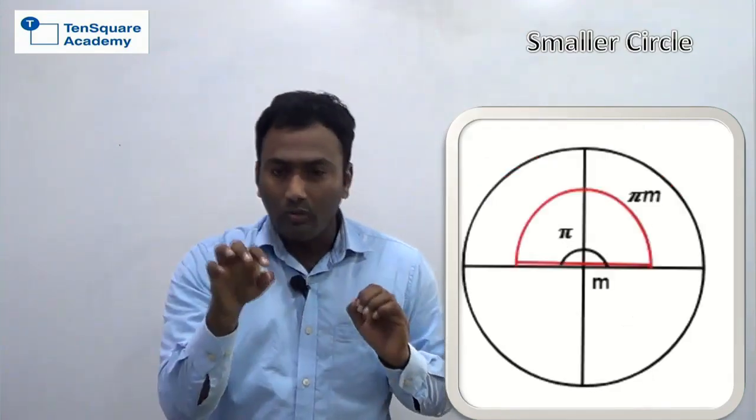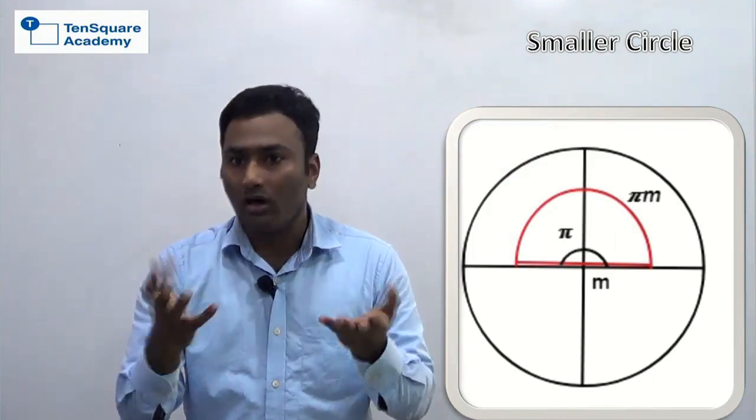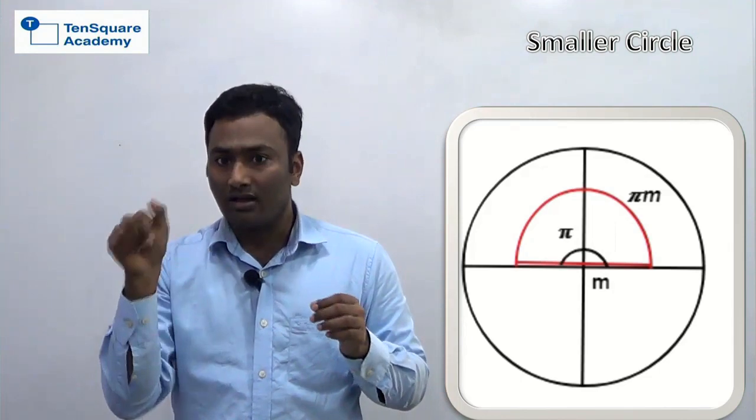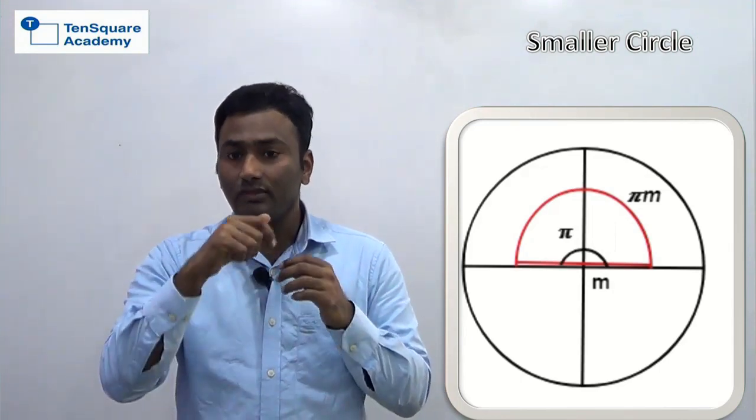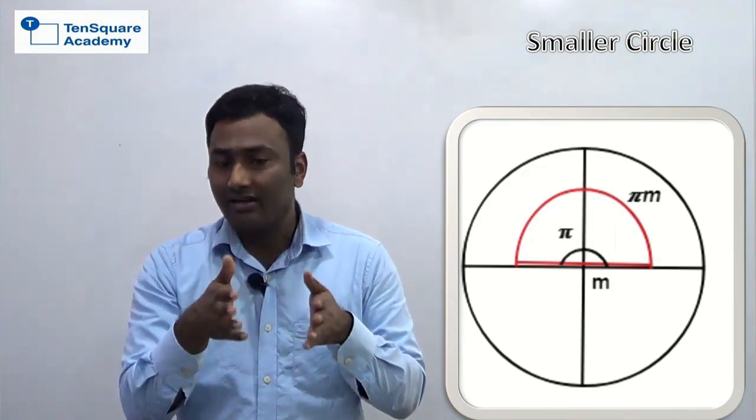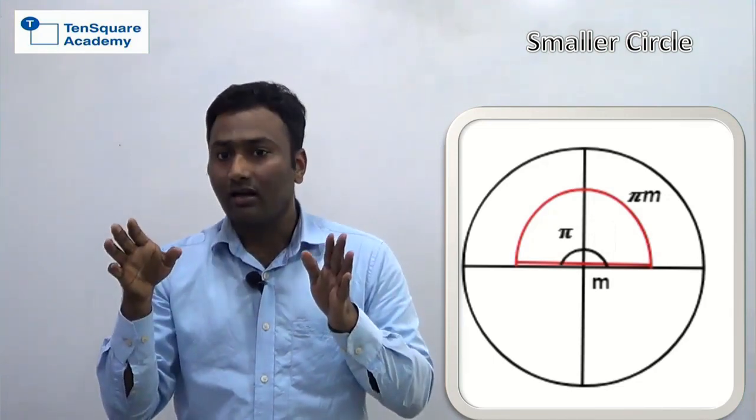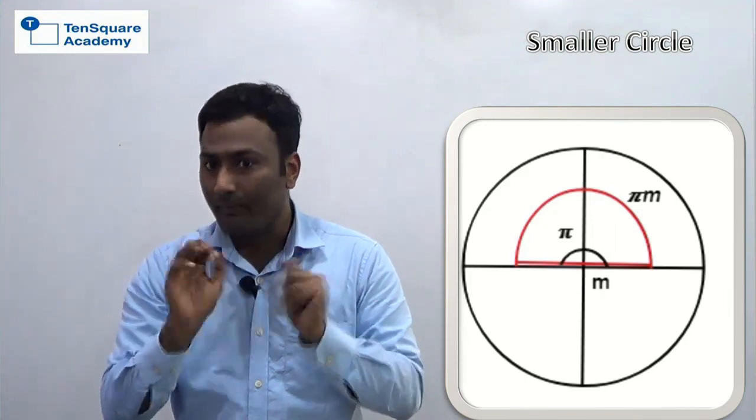And let us take a smaller circle. What will be the semicircle circumference? It would be pi into m. Let us say the radius of the smaller circle is m. So, the semicircle's circumference is pi into m.